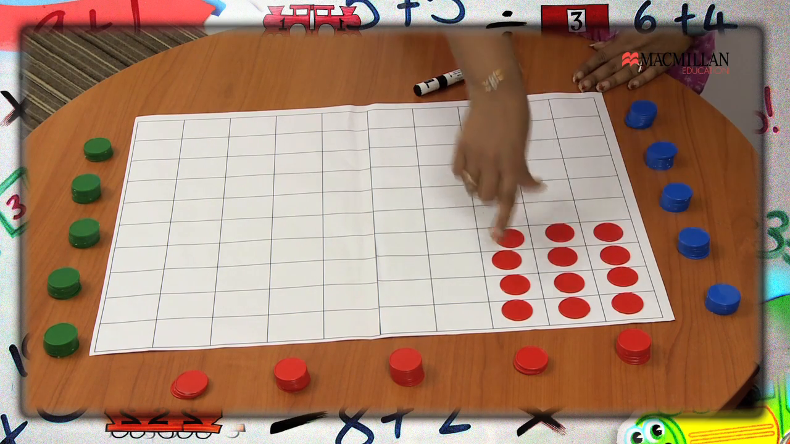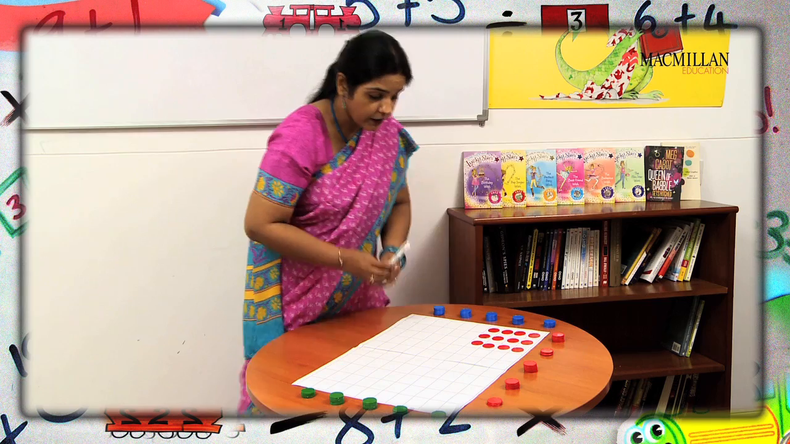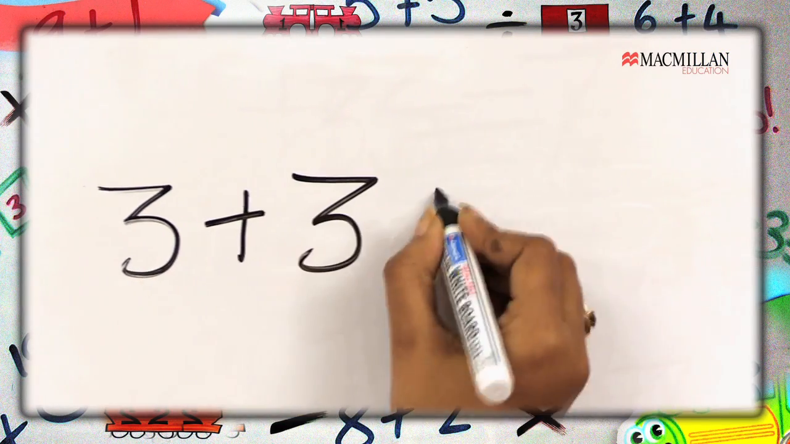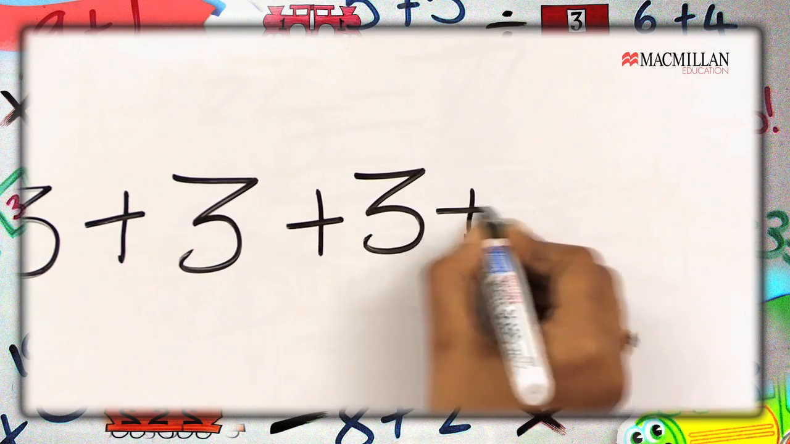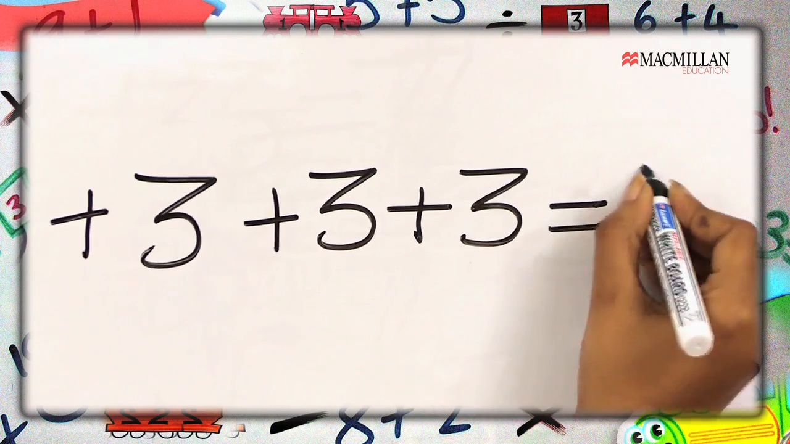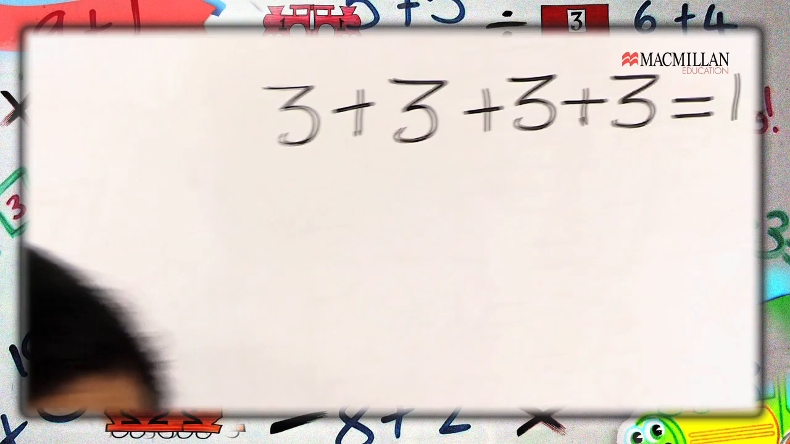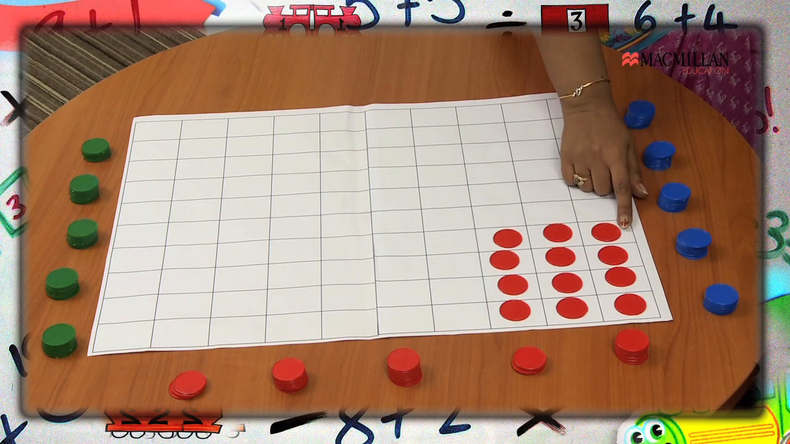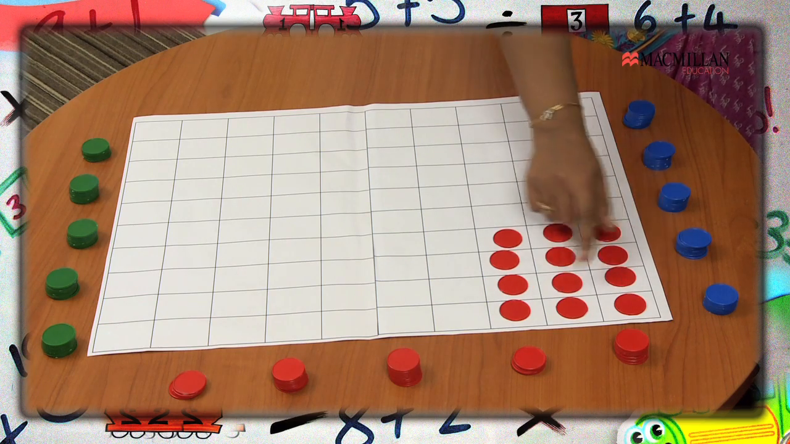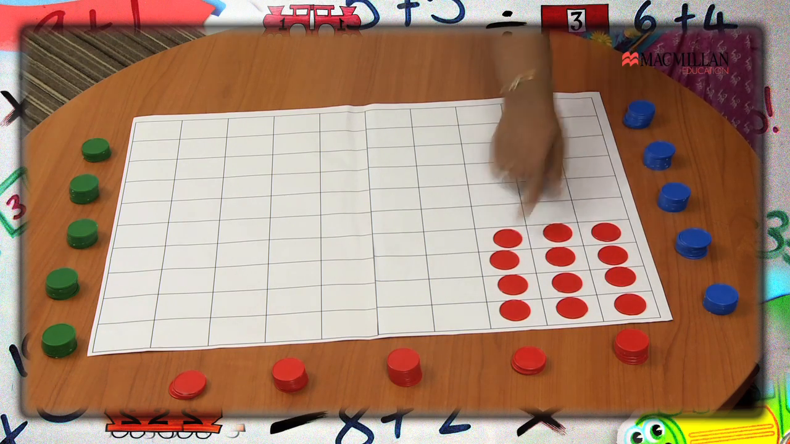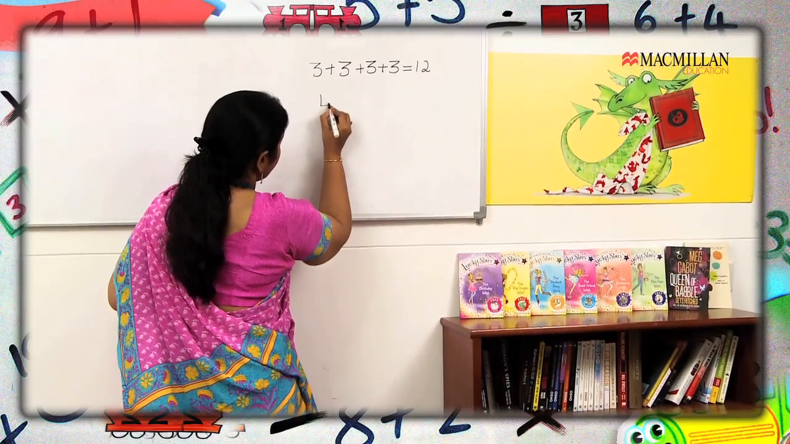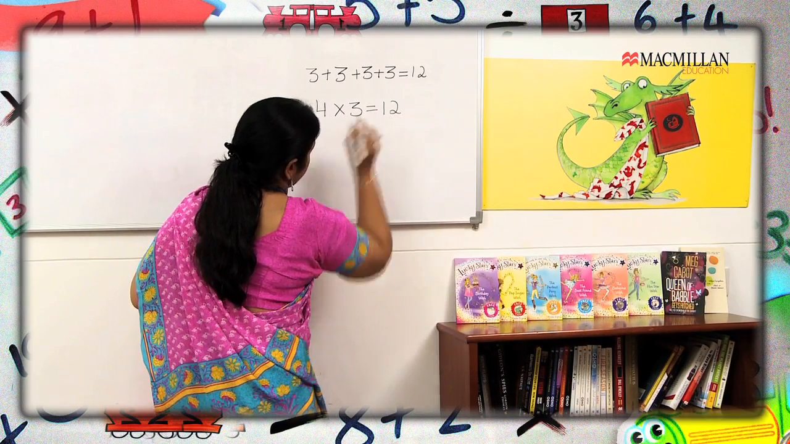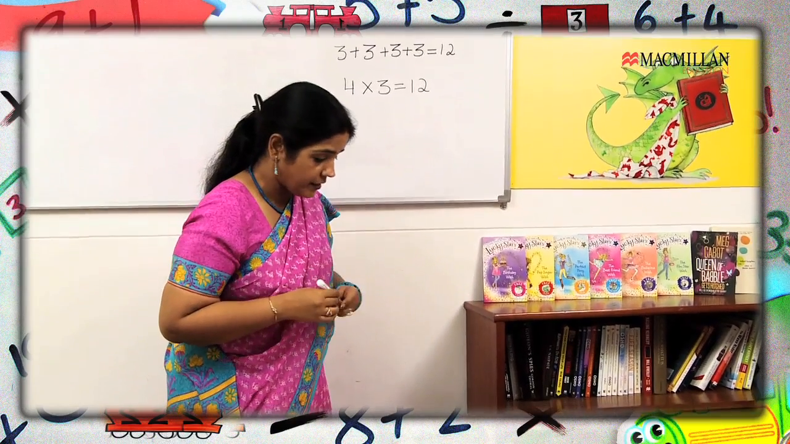So how many books do I get from the library in all? Let us see. It is 3 plus 3 plus 3 plus 3 is equal to 12. So what do I have here? I have here 1, 2, 3, 4 rows with 3 counters in each row. So I have 4 into 3 is equal to 12. Let me show you something else.